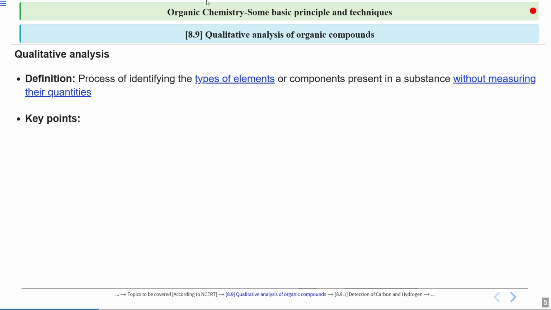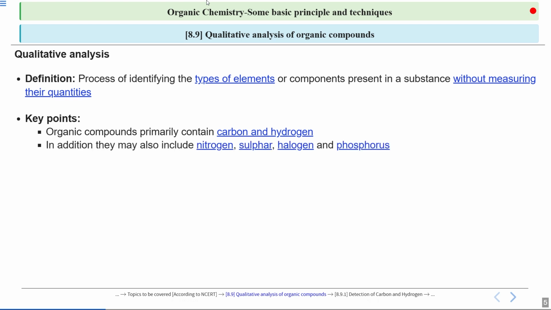If I talk about some key points about organic compounds, an organic compound primarily contains carbon and hydrogen. This is important because these two elements form the backbone of organic chemistry, creating a vast array of structures and functions. In addition to carbon and hydrogen, organic compounds may also include elements like nitrogen, sulfur, halogens, and phosphorus.